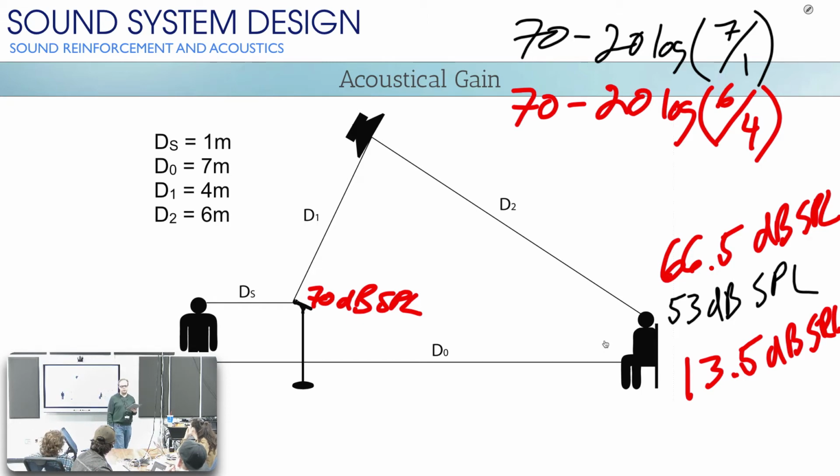We turn the system on, we take it as loud as we can take it before feedback happens, and we get 13.5 dB. We can make the show 13.5 dB louder. That's it. Okay? Not a whole lot. It's not a whole lot of level that we're getting.